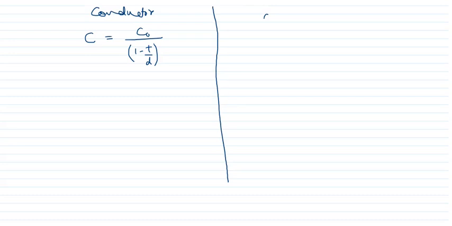Now with conductor, new capacitance is equal to old capacitance divided by 1 minus T upon D. And for dielectric, in case you don't remember, C was equal to A epsilon naught upon D minus T plus T upon K.